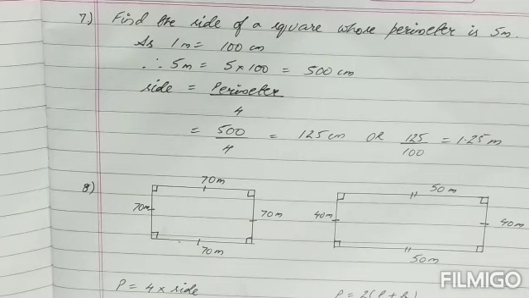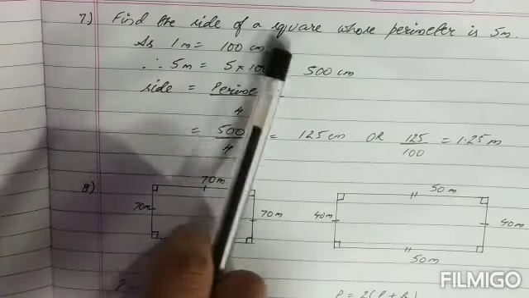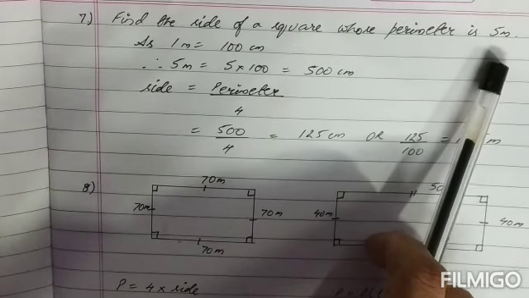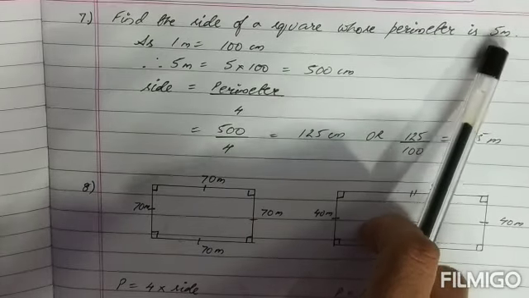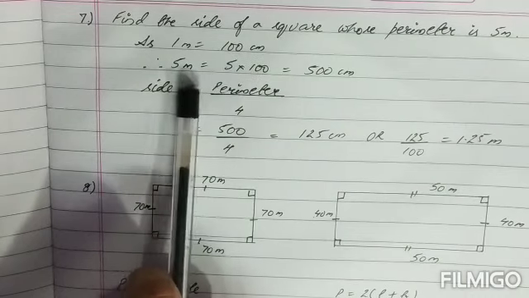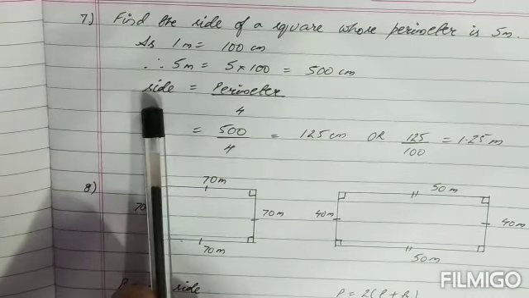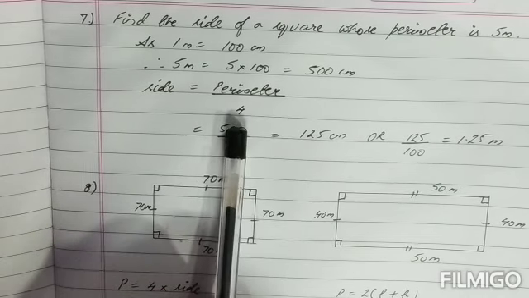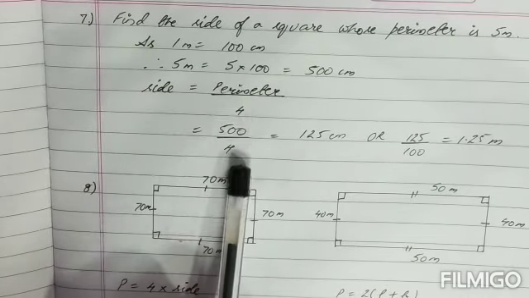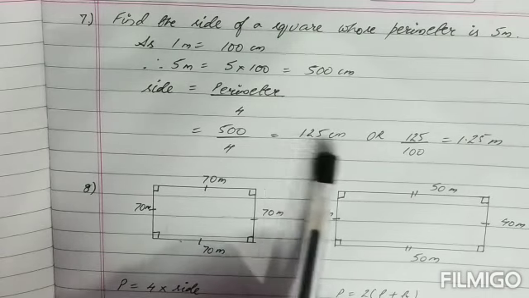Question number 7. Find the side of a square whose perimeter is 5 meters. Now this time we have to find the side of a square and the perimeter is already given as 5 meters. Change this 5 meters into centimeters, children. 5 meters is equal to 500 centimeters. Now put the formula for side. Side is equal to perimeter upon 4. Perimeter 500 divided by 4 will give us 125 centimeters.